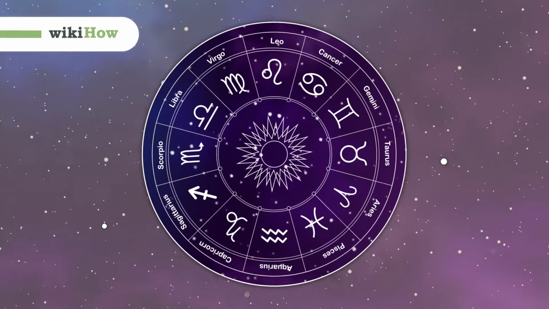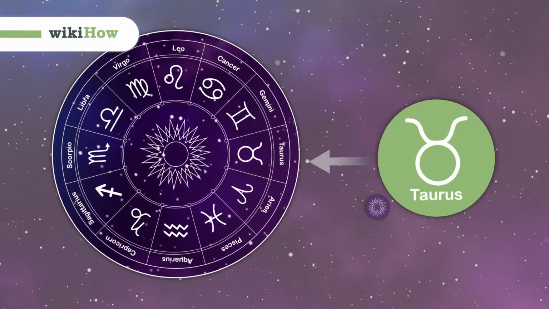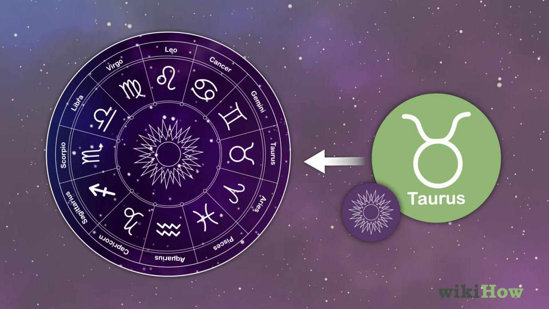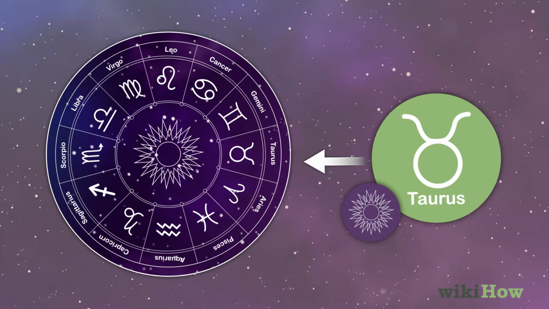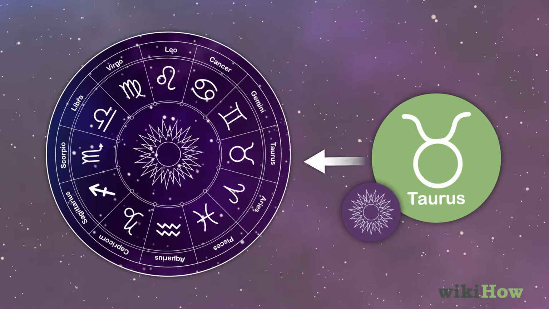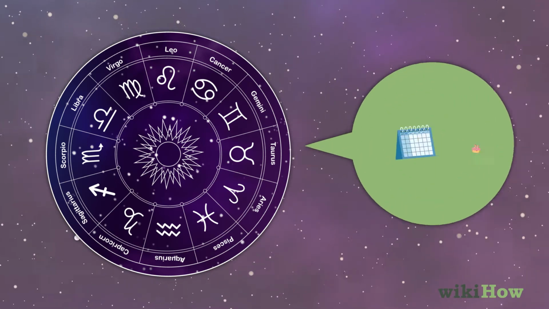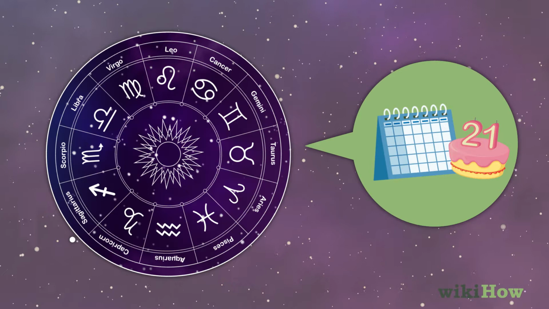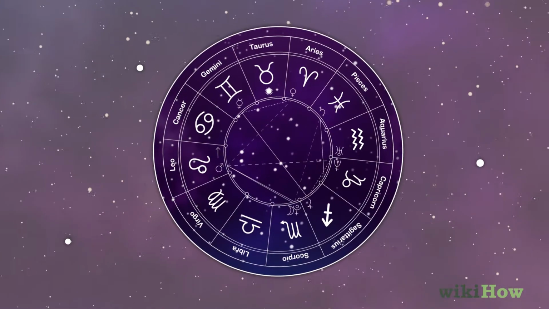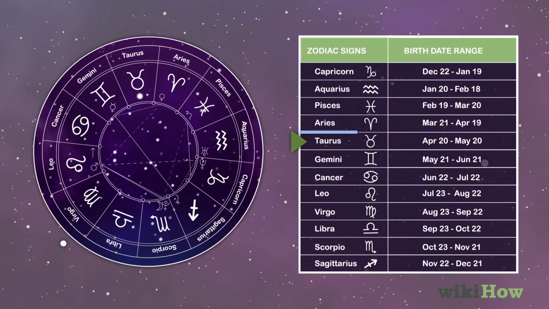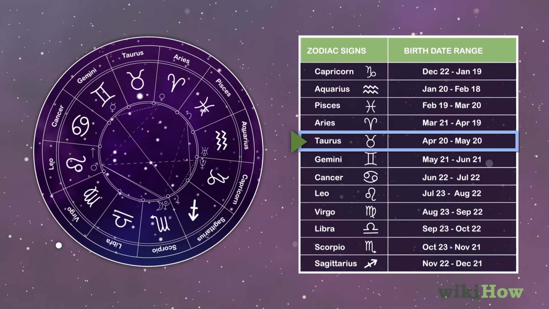To read an astrology chart, start by locating your sun sign. Your sun sign, also known as your star sign, is determined by the position of the sun relative to the 12 constellations of the zodiac at the date of your birth. To find it, identify the correct range of birth dates on the chart and look at the associated sign.